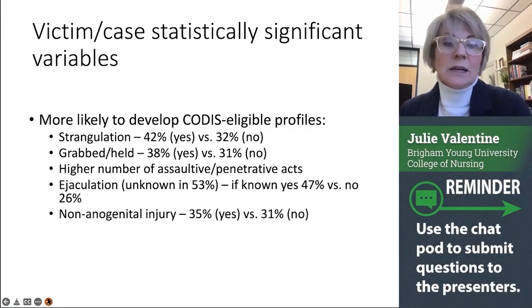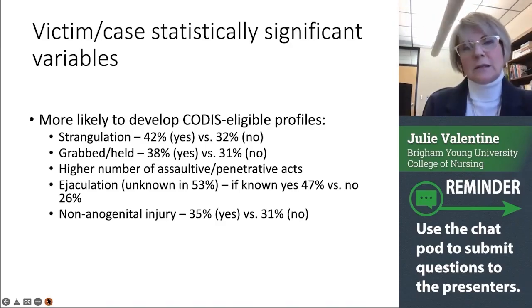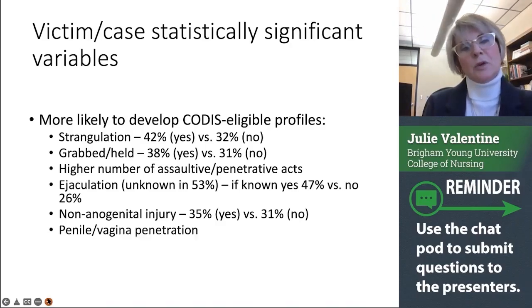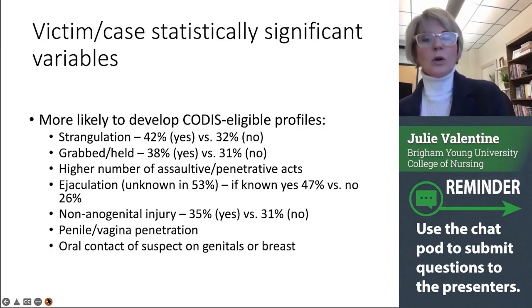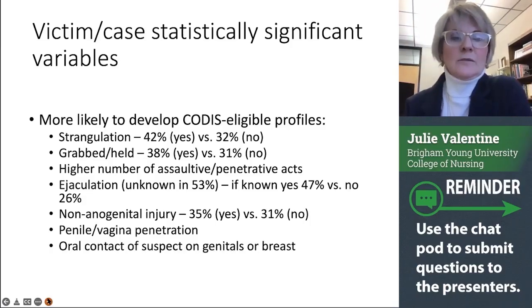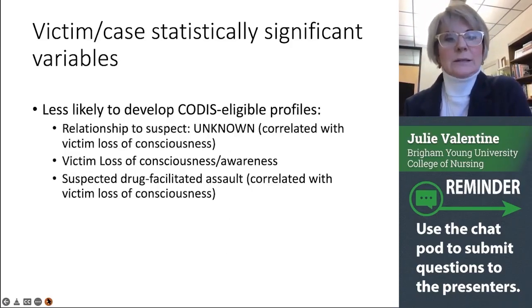A non-anogenital injury. About 75% of our patients have non-anogenital injury. We found that that's associated with developing a CODIS-eligible profile. Also, if they state that there was penile, vaginal penetration, and oral contact by suspect on the victim's genitals or breasts.